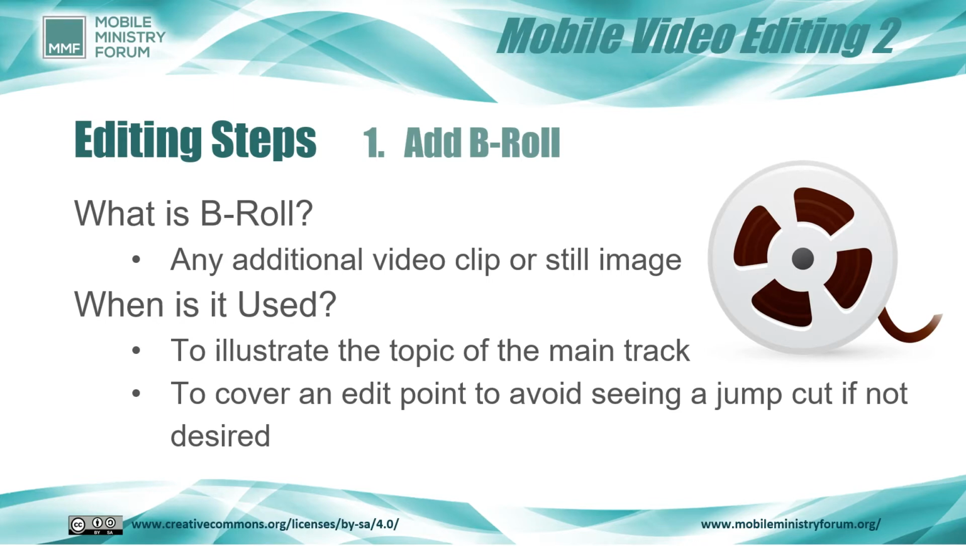It is used to cover over edit points if needed, or to help illustrate what is being said on the main track. For example, if the main clip is a person talking about a car, the B-roll could be a shot of the car on the road, illustrating for the viewer what is being said on the main track. B-roll can be either video or still images and photos. B-roll is generally added on a second layer in the app.